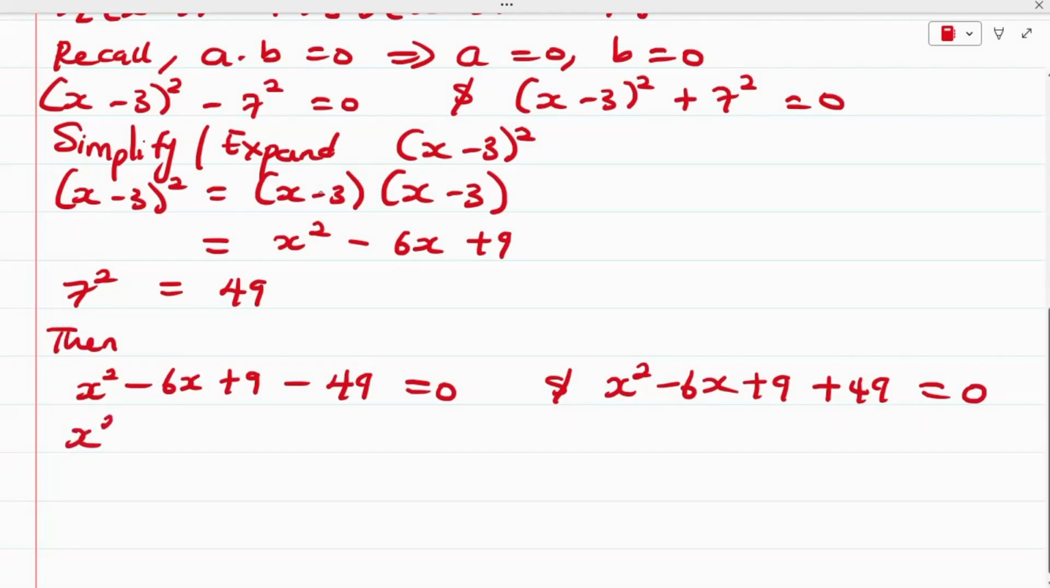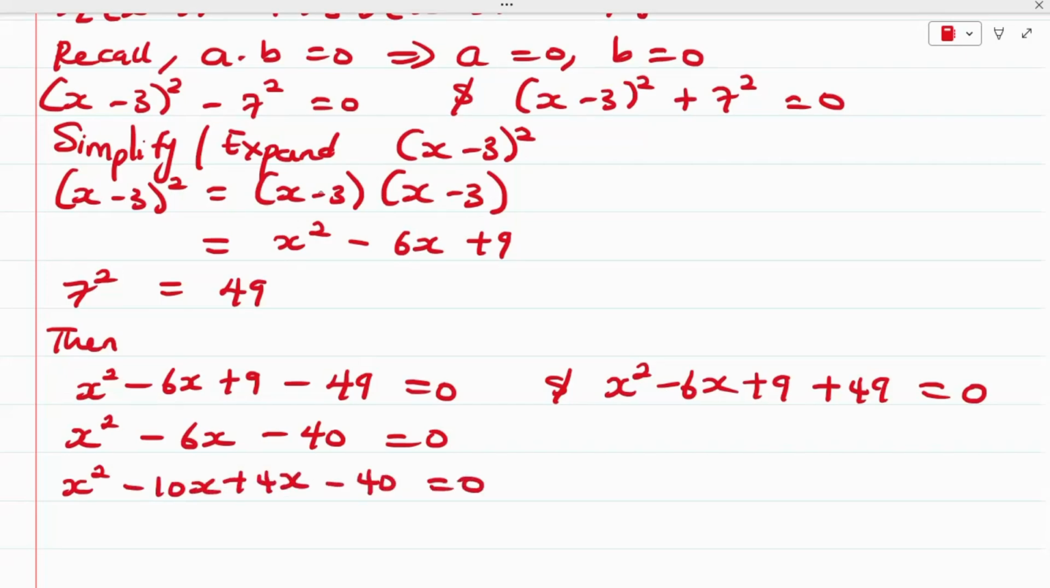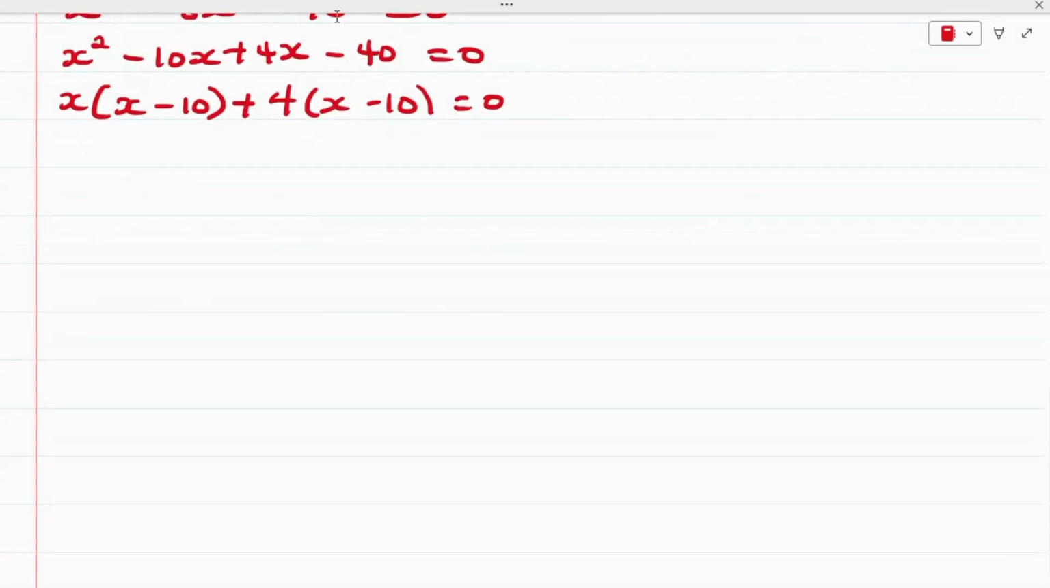So this will give us x squared minus 6x plus 9 minus 49 will give us minus 40, which is equal to 0. So if we simply factorize this, we have it to be x squared minus 10x plus 4x minus 40 is equal to 0. Factorize, we have x to be common, so we have x times (x minus 10) plus what is common here is 4, and we have 4 times (x minus 10) is equal to 0. And from this, we have that (x minus 10) times (x plus 4) is equal to 0.